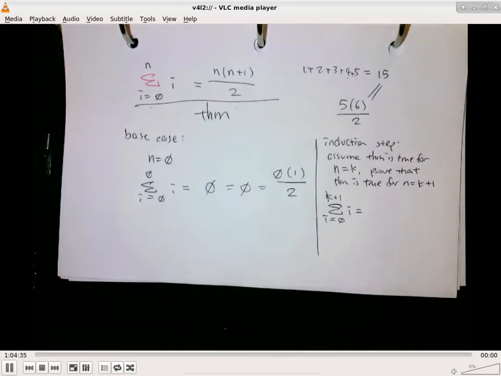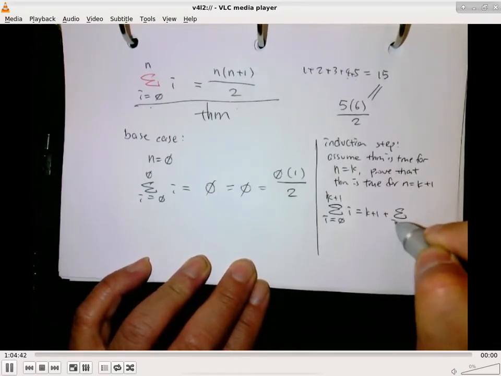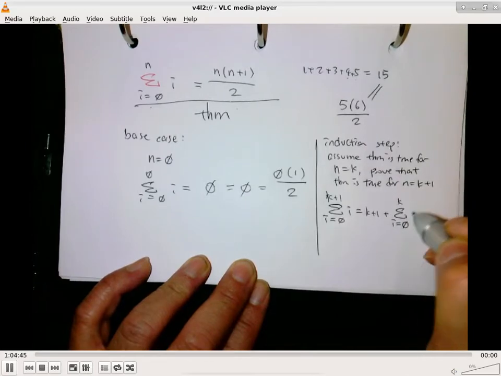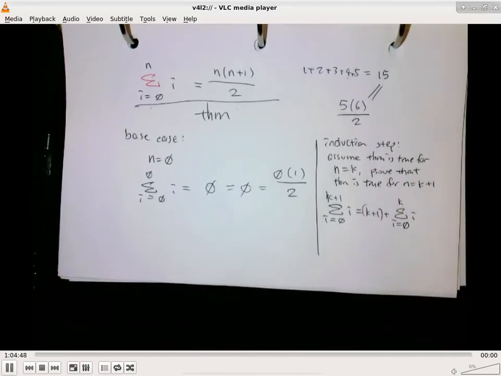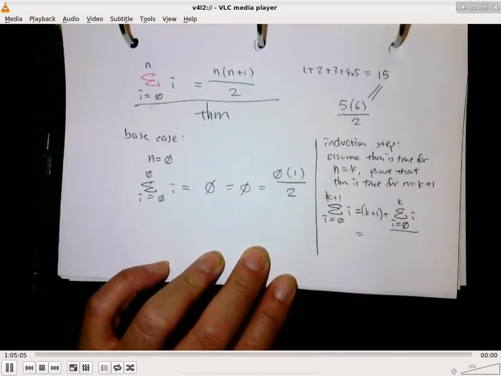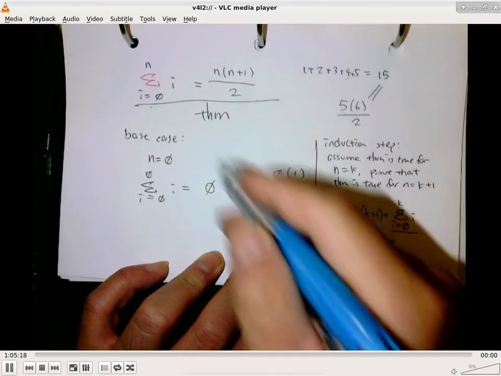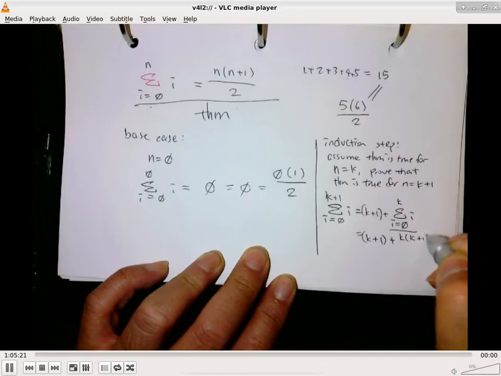How can we rewrite this one? How about we break out the k plus 1, and then the rest is just the summation of i from i equals 0 up to k, i. Would that be okay? I just broke out the last term. But the idea of breaking up the last term is so that we have this thing here. Hey, that is cool, because the assumption says the theorem is true for n equals k. This is the case when n equals k. So now we can say, oh, okay, this whole thing is just k plus 1 plus, applying the theorem, k times k plus 1, the whole thing divided by 2.